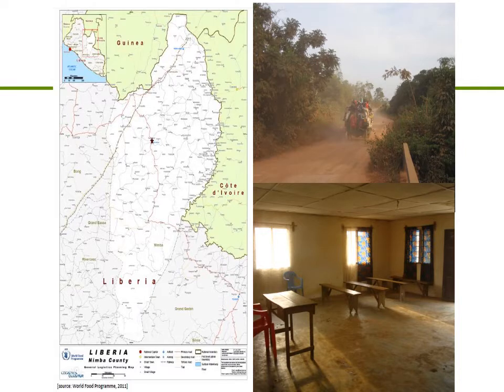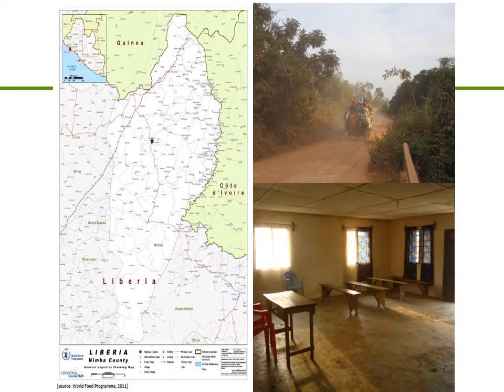Here's a map of Liberia. Up here in the corner is the whole country, and this is zoomed in on the northeast side. If you remember during the Ebola crisis a few years ago, you probably heard a lot about Monrovia, the capital city of Liberia, which is here on the coast, the red dot here.